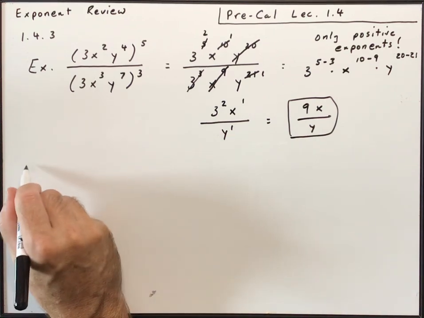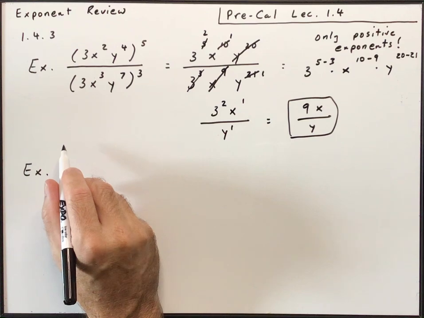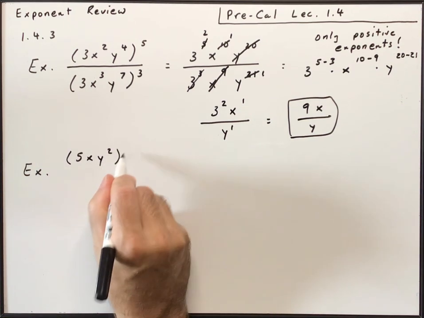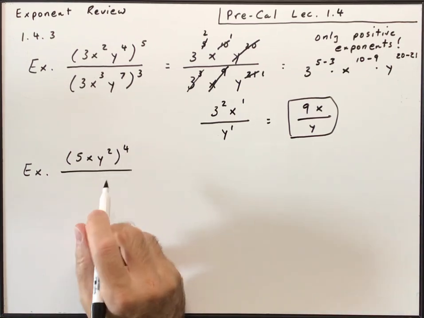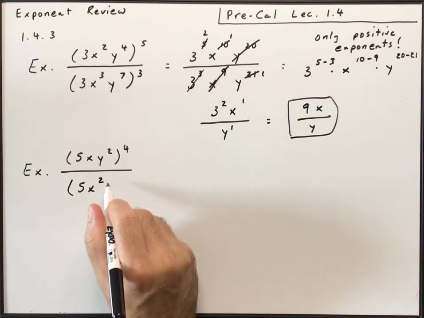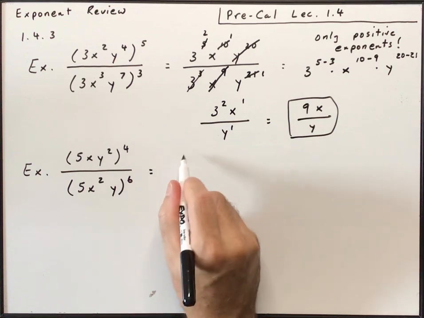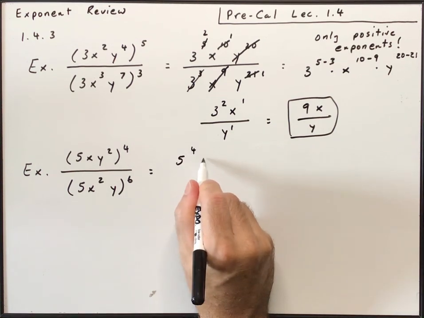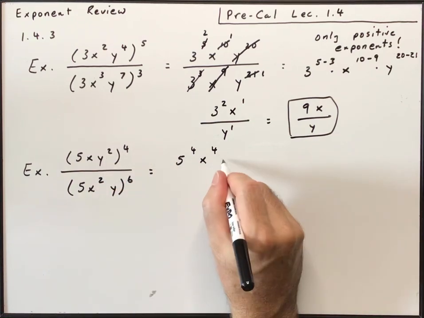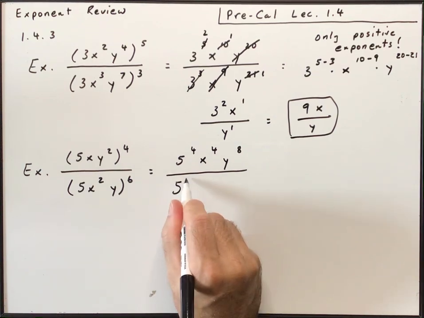Okay, last example I think would be 5xy squared to the 4th over 5x squared y to the 6th. So that's 5 to the 4th times x to the 4th, y squared to the 4th would be y to the 8th, over 5 to the 6th.